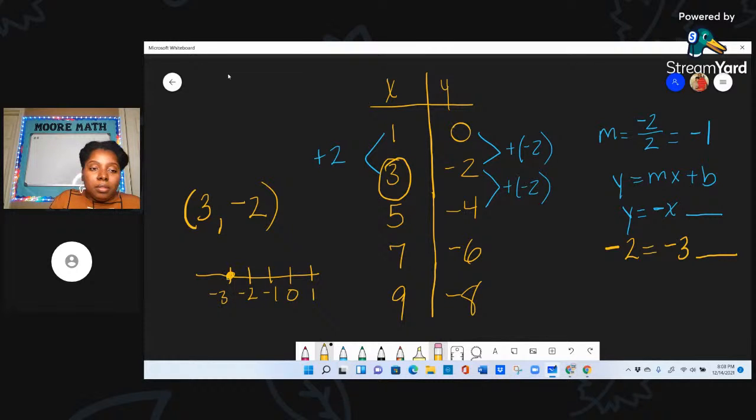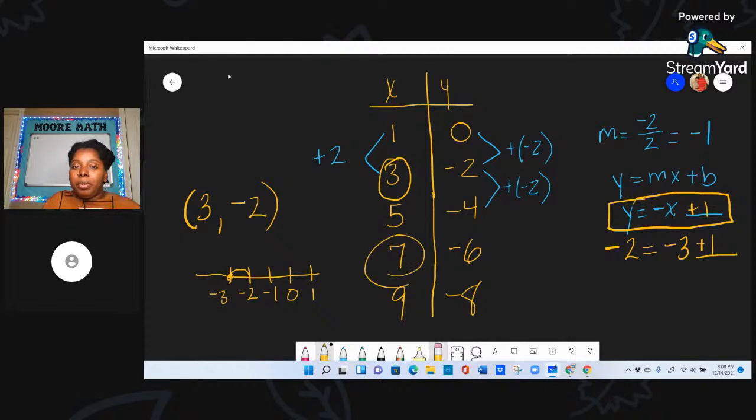Subtract 1. If I subtract 1, I'm going down this way. Add 1. Okay, so I'm adding 1. We jumped up 1. And -3 plus 1 is -2. So let's see if that works if I add a plus 1.